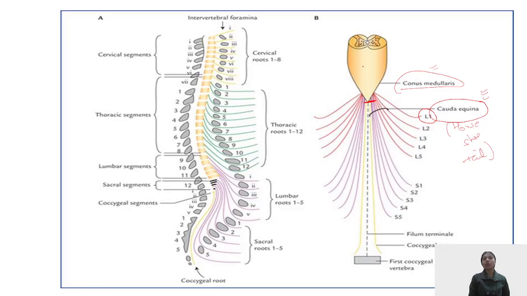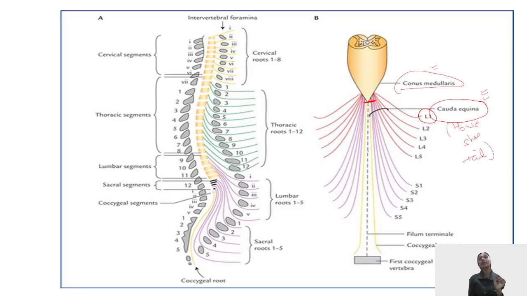Your spinal cord has finished, but you still have your vertebral column. Your spinal nerves are going to come down from the spinal cord in the form of a horse tail, which is known as your cauda equina. Right? Cauda equina: the lumbar and sacral nerves are there.